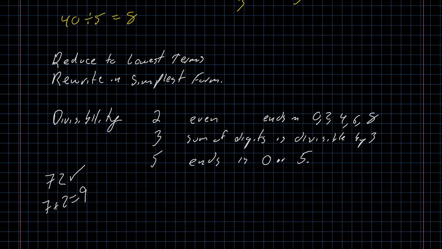Five is similar to 2 in how it works. A number is divisible by 5 if it ends in a 0 or a 5. There are rules for divisibility by 4, 6, 7, 8, 9, 10, 11, 12, and 15 that I know of. But if you just know these 3 rules, it's going to get you a very long way.